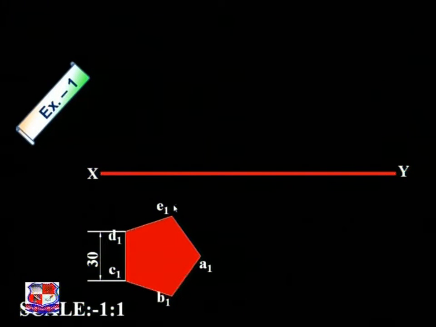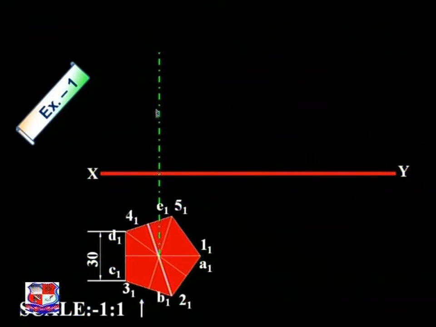A, B, C, D and E, and 1, 2, 3, 4 and 5, and then find out the axis. So for that, join this corner with the midpoint of the opposite side, and join this corner with the midpoint of this opposite side, and both these lines will cut at this point. From this point, join this point with all the corners, and draw a center line, or this is the axis of this solid.